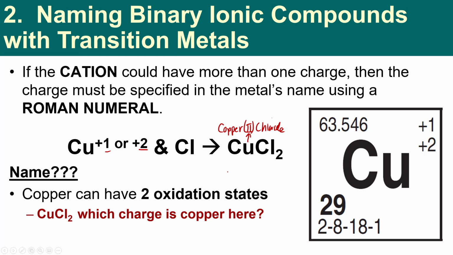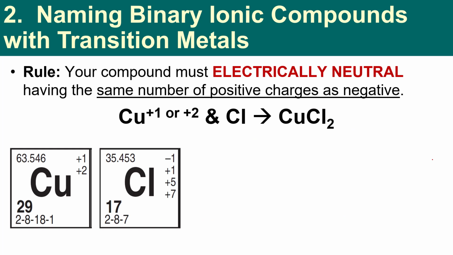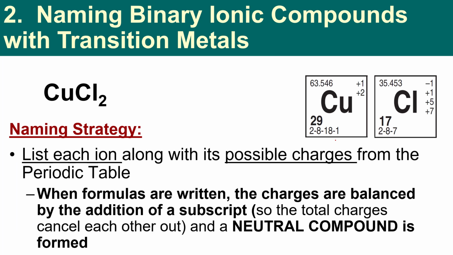Well, that is what we are going to dive into, because we can see here that copper can indeed have two possible oxidation states. So the rule is essentially that your compound, no matter which charge for the copper that you use, has to create a compound that is electrically neutral, having the same number of positive charges as negative. So we have to maintain what is called electroneutrality. So the way we do it is pretty simple.